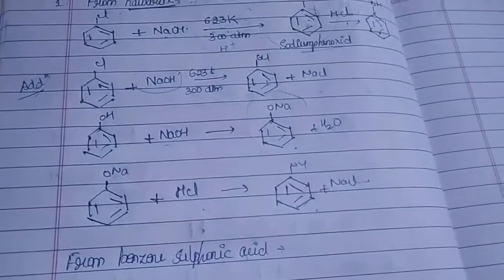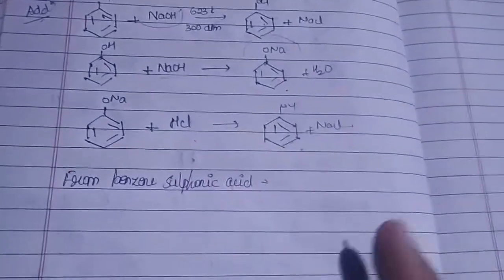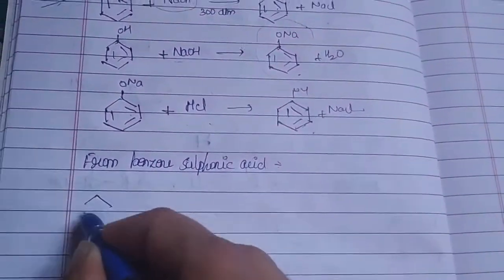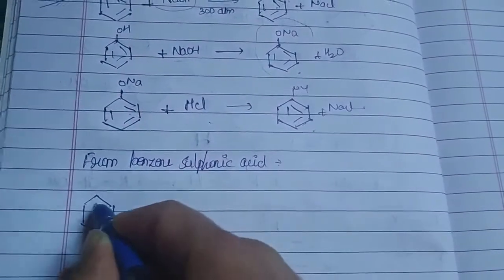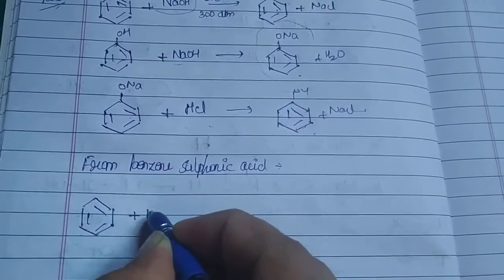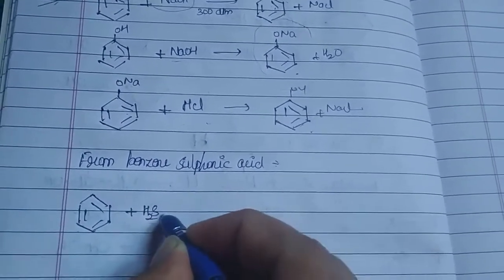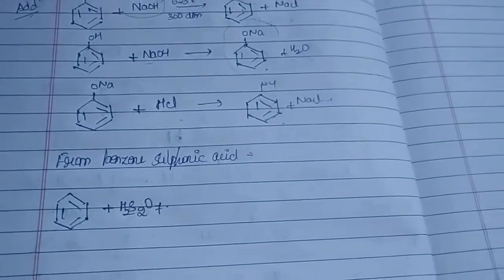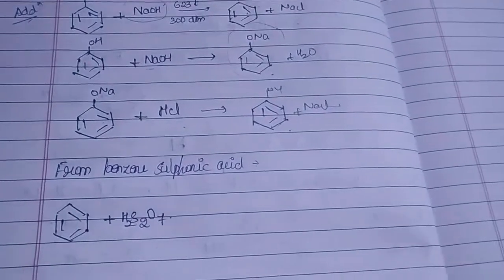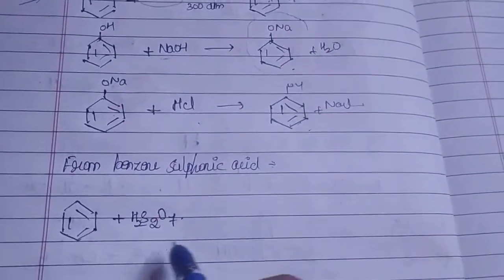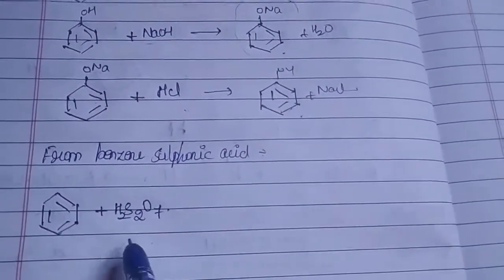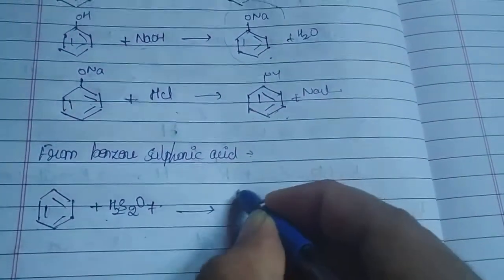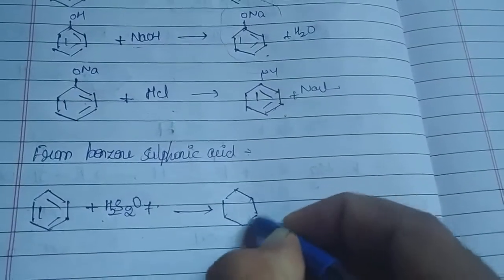So basically, from benzene sulfonic acid, first and foremost what we do is treat our benzene with oleum. Oleum means what? Pyrosulfuric acid, H2S2O7. In the contact process, oleum plays its vital role in preparing sulfuric acid. So it is also called oleum or pyrosulfuric acid, H2S2O7. Utilizing this oleum, first we will be preparing our benzene sulfonic acid.